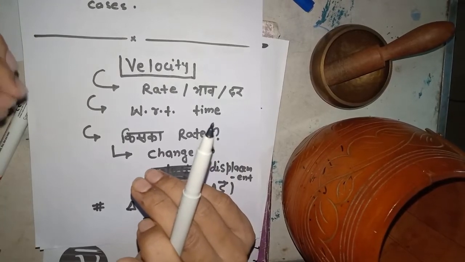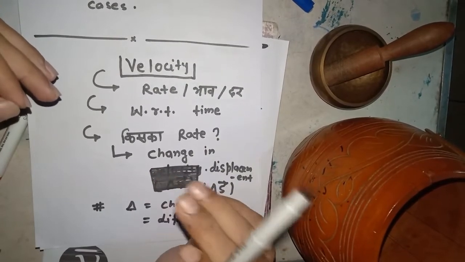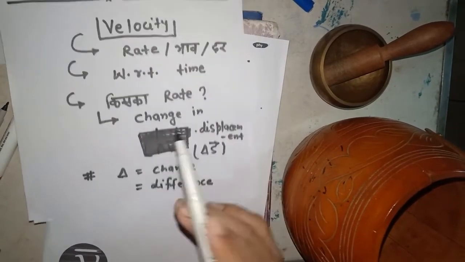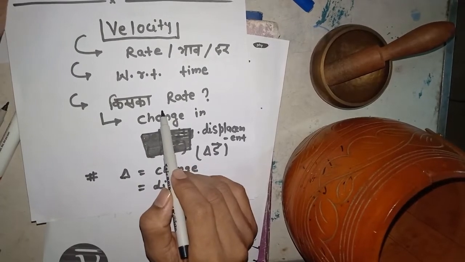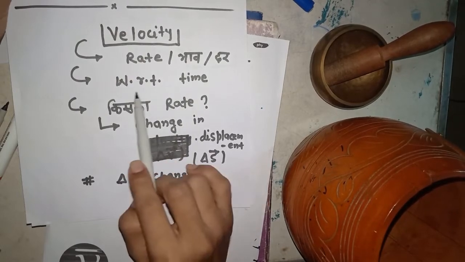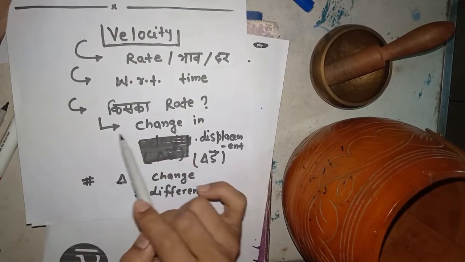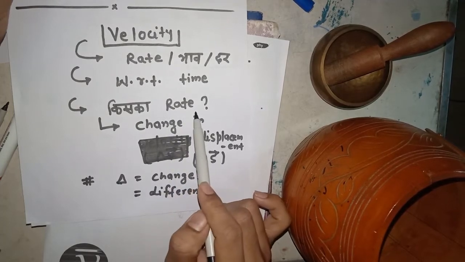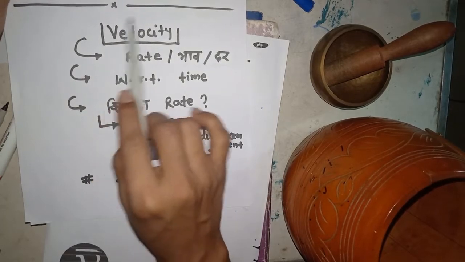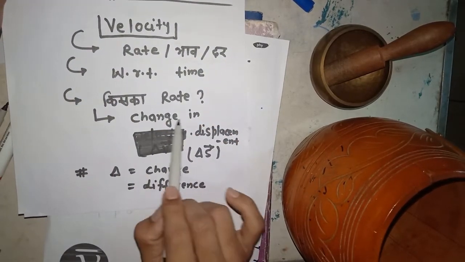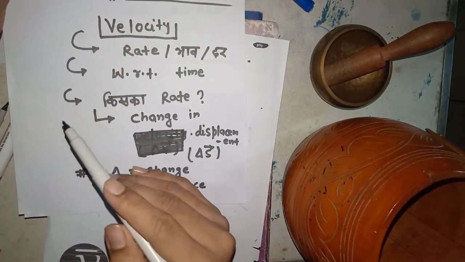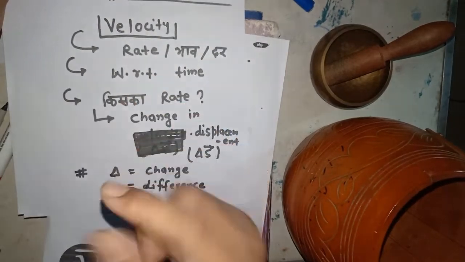Then one question is here: of which quantity's rate did I consider? I have told you rate is defined with respect to time, not mass. But whose rate? If I define velocity, I have to take the rate of change in displacement, meaning how much displacement I cover in that interval of time.